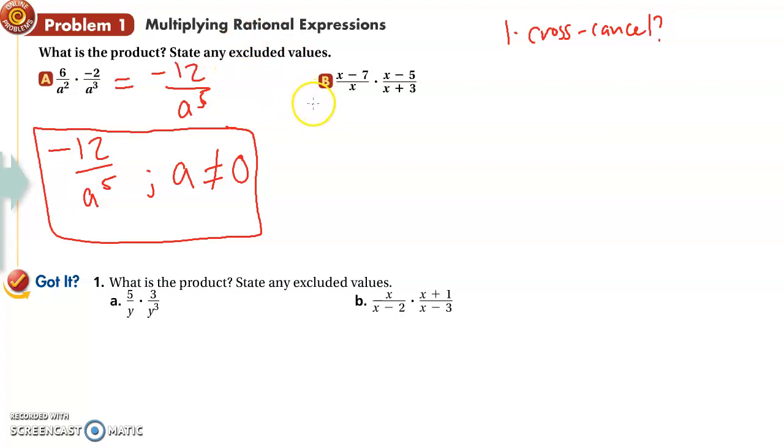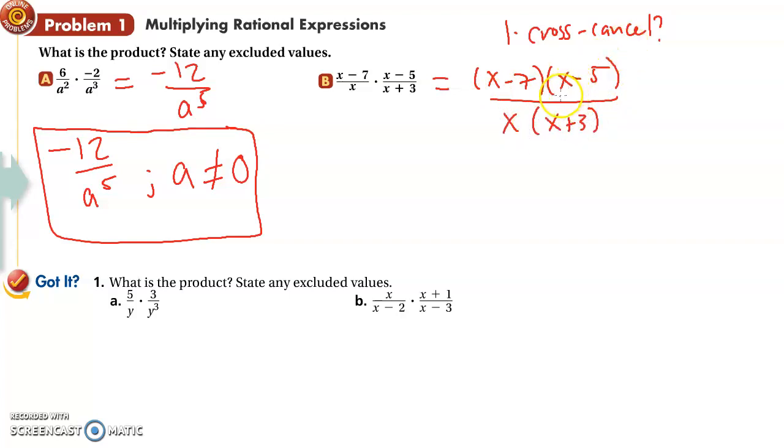Now let's look at this next one. I'm going to tell you why I like this lesson, because this lesson leaves things, I wouldn't say unsimplified, but they leave them in factored form. And that's a very valuable time saver for us. So first thing I'm going to do, can anything cross cancel? Can x minus 7 cross cancel with x plus 3? Nope. What about x and x minus 5? Nope. In order for these to cross cancel, they have to be the same exact term. So this just gives us x minus 7 times x minus 5 over x times x plus 3.